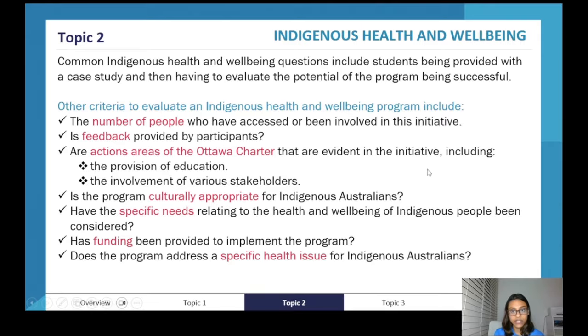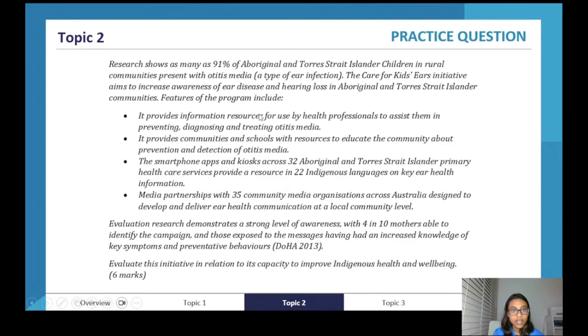Yep, so these are the criteria that you can go back to. Here is a practice question. This one we actually do have, guys. Otitis media. Nasty thing. Ear infection. Not fun. Not fun.